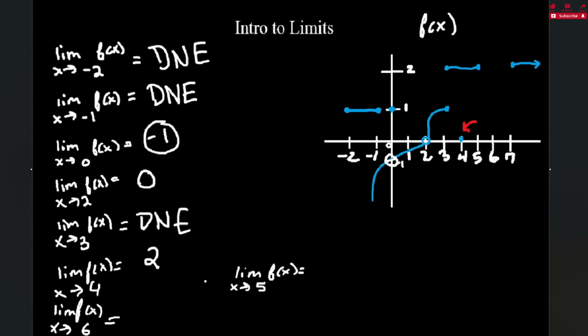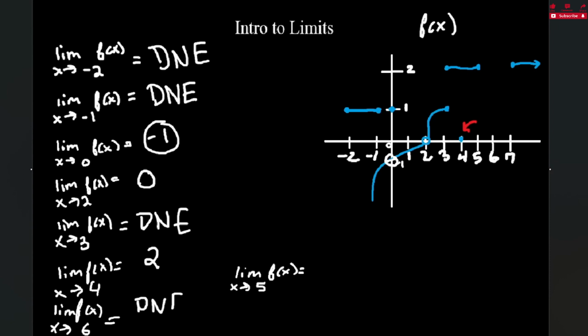Okay, so now as x approaches 6, we'll go ahead and look over here. There's really nothing going on. It kind of skips here. So it's going this way, it's going this way. There's no value being approached, so it does not exist.